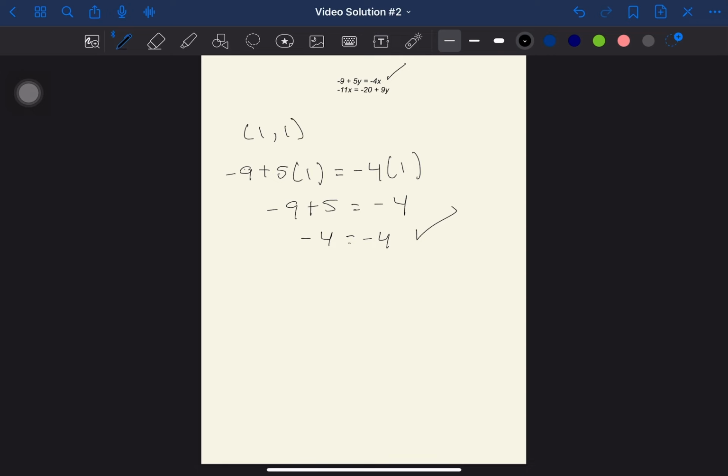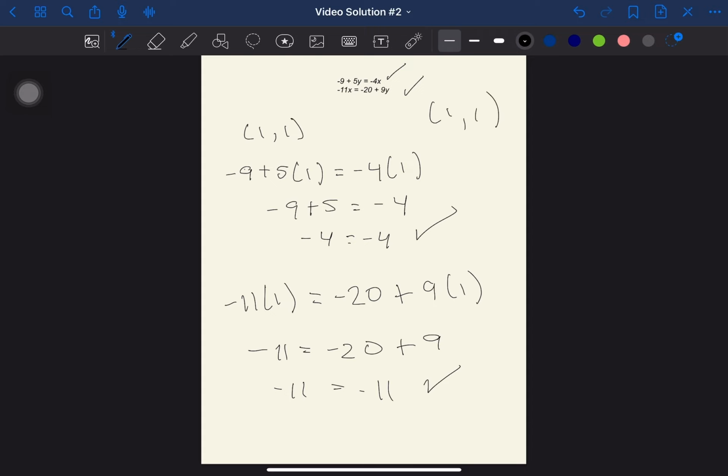Now for the second one, we would do the same. We would plug in normally. So -11 times 1 is equal to -20 plus 9 times 1. And you have -11 is equal to -20 plus 9. And here you have -11 is equal to -11. And that is also correct, meaning 1, 1 is a solution.